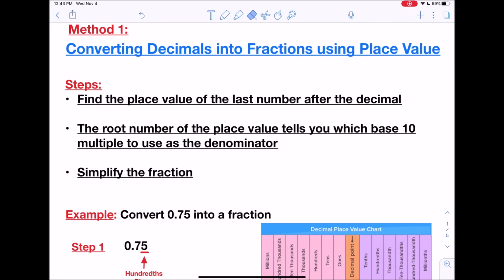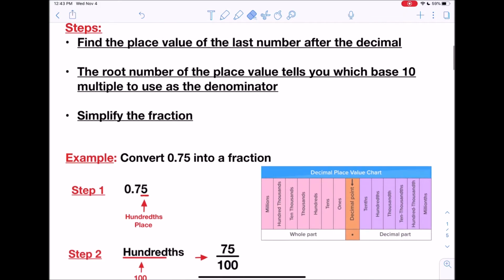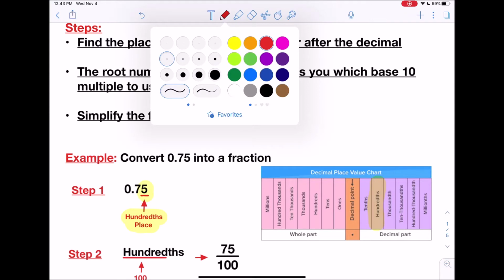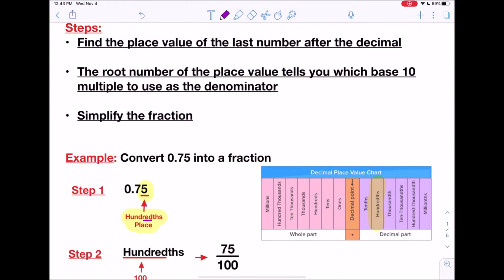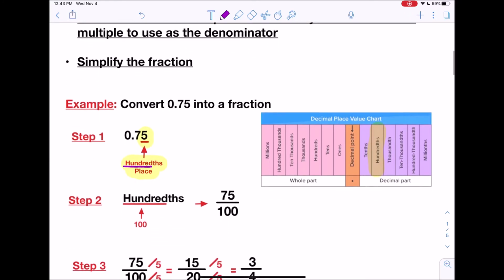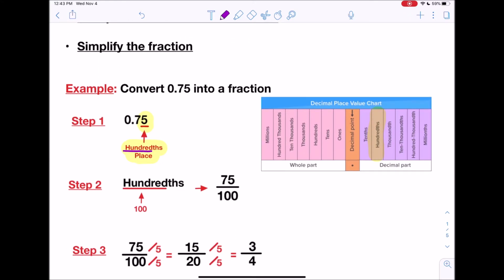The steps are, first you find the place value of the last number after the decimal. In our first example, you will notice that the last number after the decimal is 5. And if we look at our chart, the second number after the decimal is the hundredths place. The root number of the place value tells which base 10 multiple to use as the denominator. So if this is the hundredths, then the root word is going to be 100. So for step 2, that means we're going to stick 100 under it.